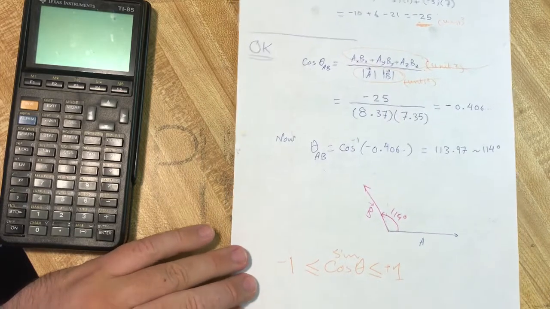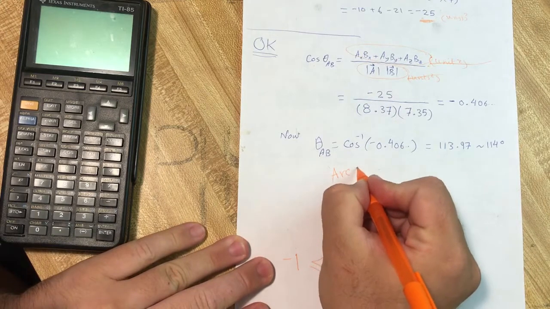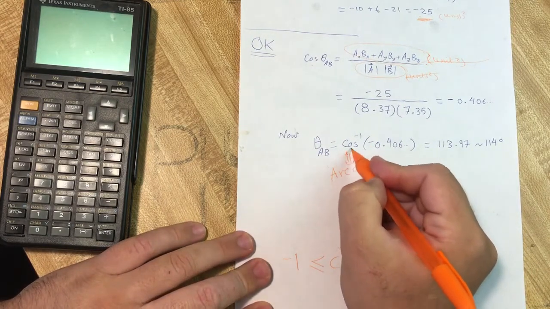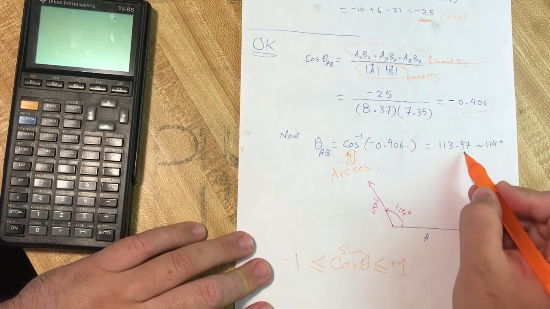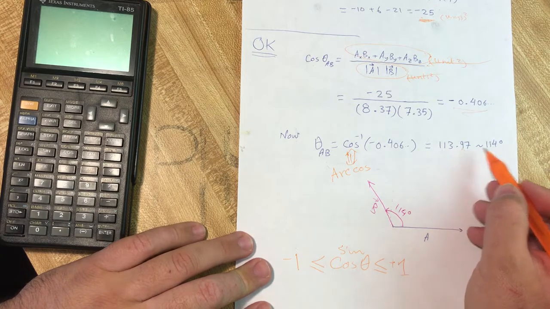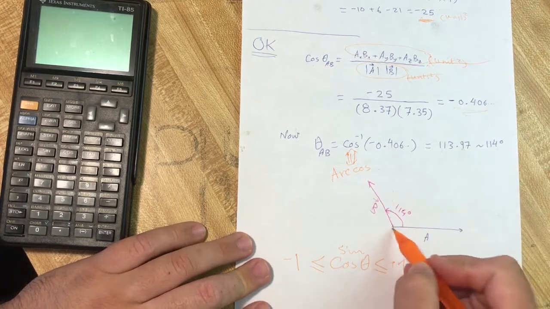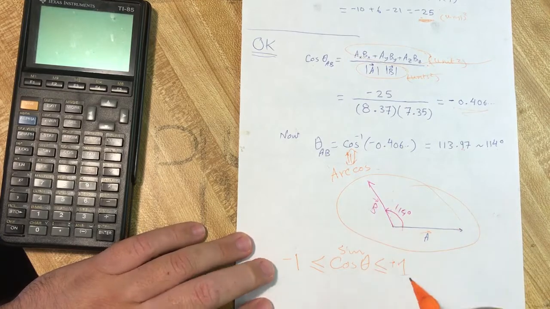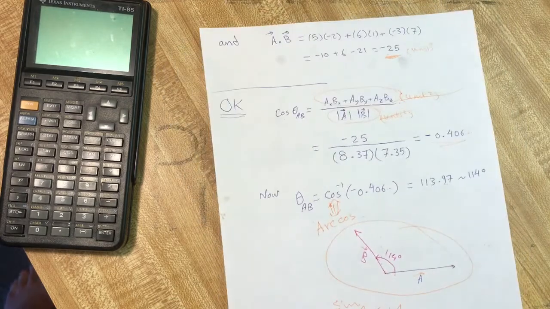Okay, we need to find theta. It is the arc cosine or cosine inverse, it's the same representation, of this answer. It will be 113.97, which is almost 114 degrees. It is approximately the angle between the A vector and the B vector. This is the first kind of vector product. See you in the next one.